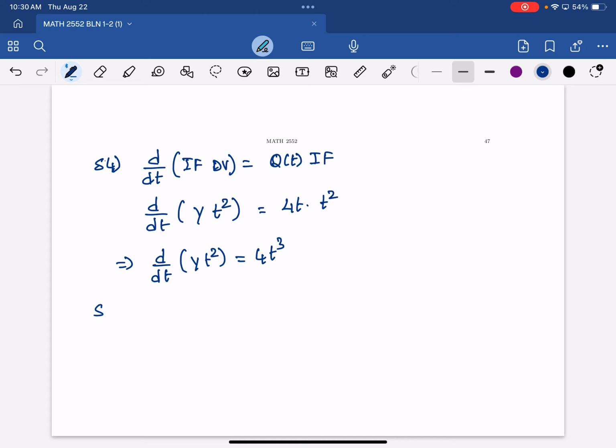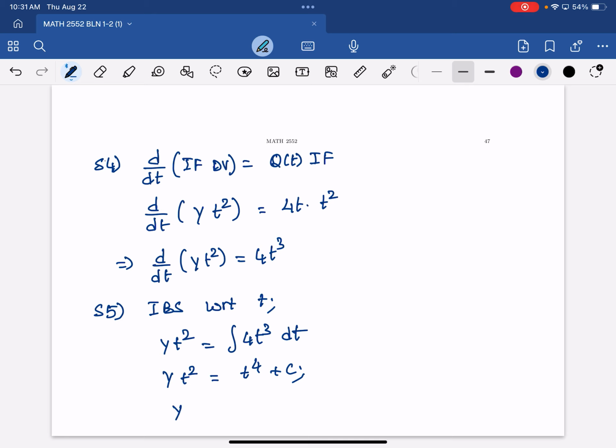Step number 5 is you are going to integrate both sides with respect to t. Then the integral of the derivative will give you the function back using the fundamental theorem of calculus. So y t squared, and the integral of 4t cubed dt. Upon integrating the right side, what do you get? You get t to the 4 plus a constant c. So isolate y, then that gives you y equals t squared plus c over t squared, right?